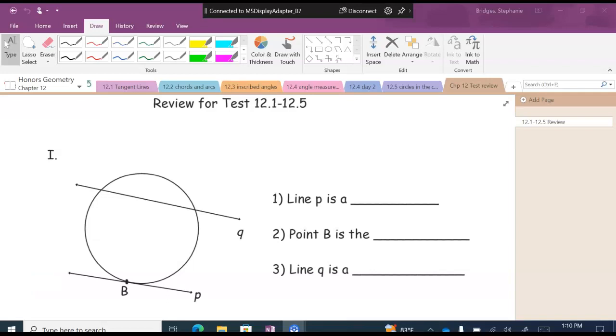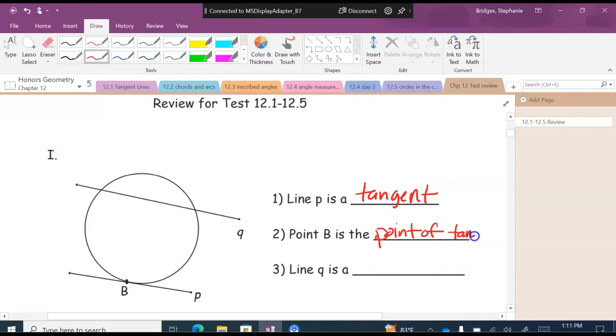What is line P called? Tangent. What is point B called? The point of tangency, yes. And what is line Q called? No. Say it again. Secant.